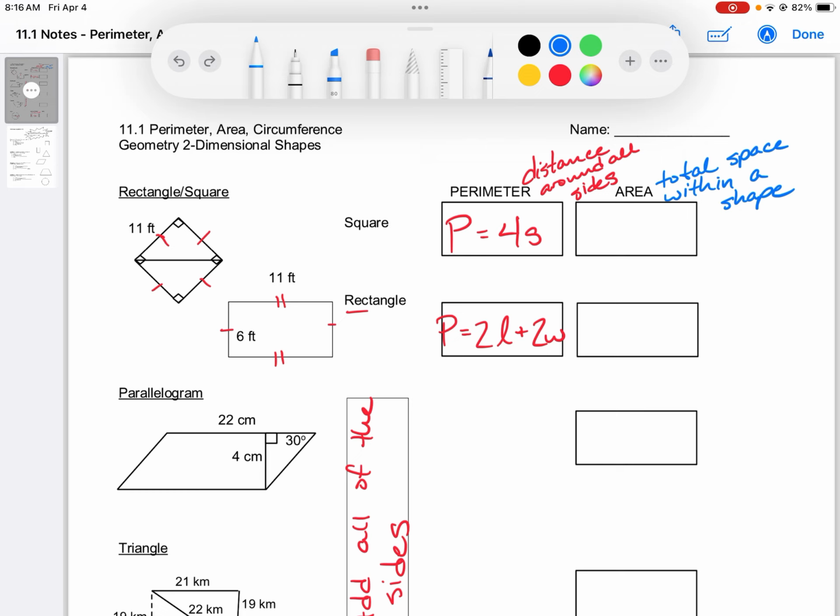So for a square, it's going to be a side times another side. And since they're all the same, we can just say side squared, because it's the same thing as saying side times side. And they're all the same, so just pick 2 of them and multiply them together. For a rectangle, the area is going to be 1 of the lengths times 1 of the widths.